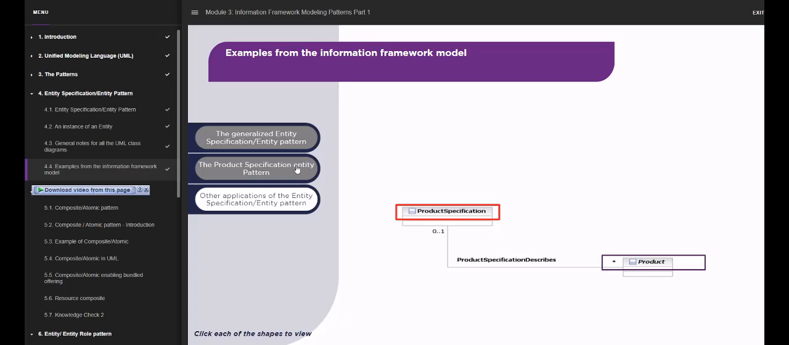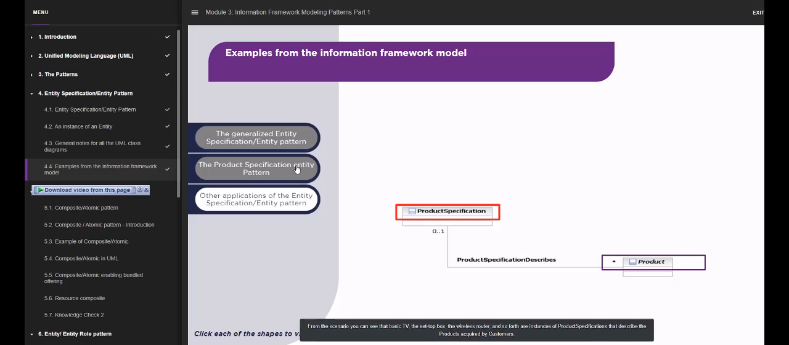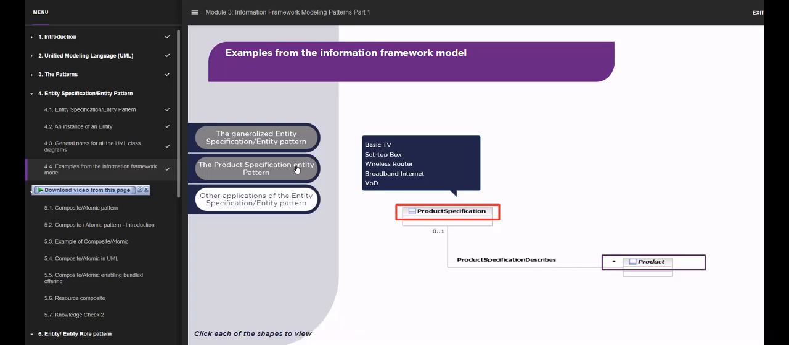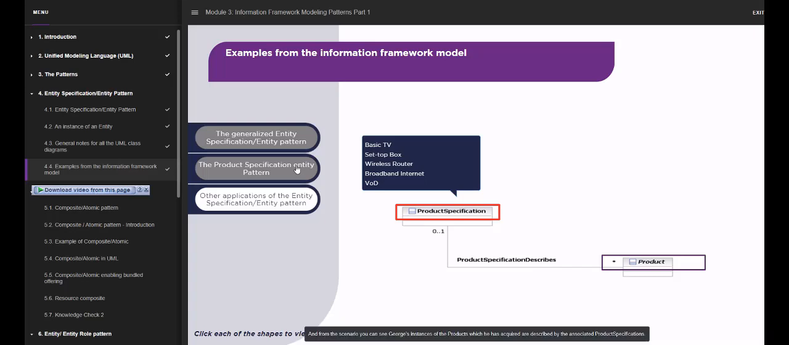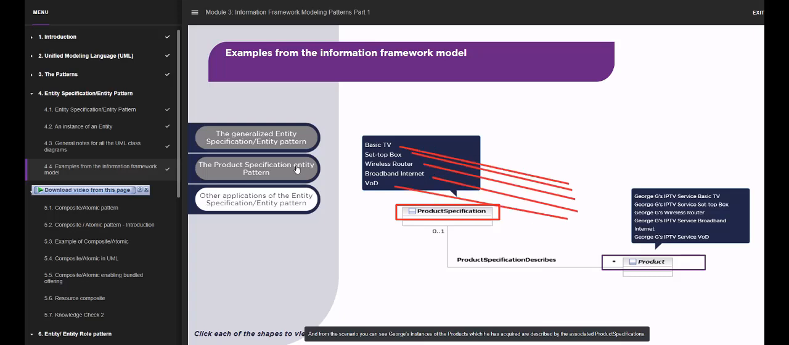From the scenario, you can see that basic TV, the set-top box, the wireless router and so forth are instances of product specifications that describe the products acquired by customers. And from the scenario, you can see George's instances of the products which he acquired are described by the associated product specifications.